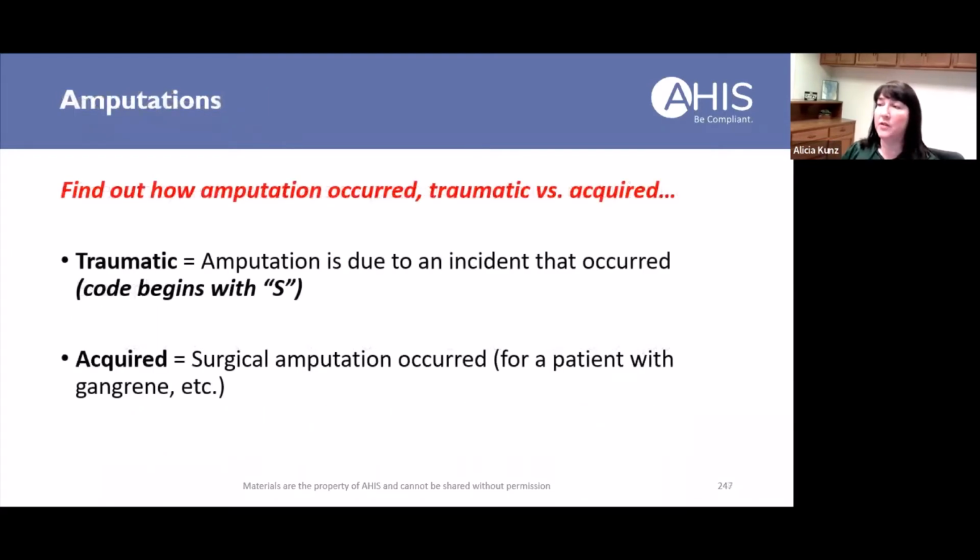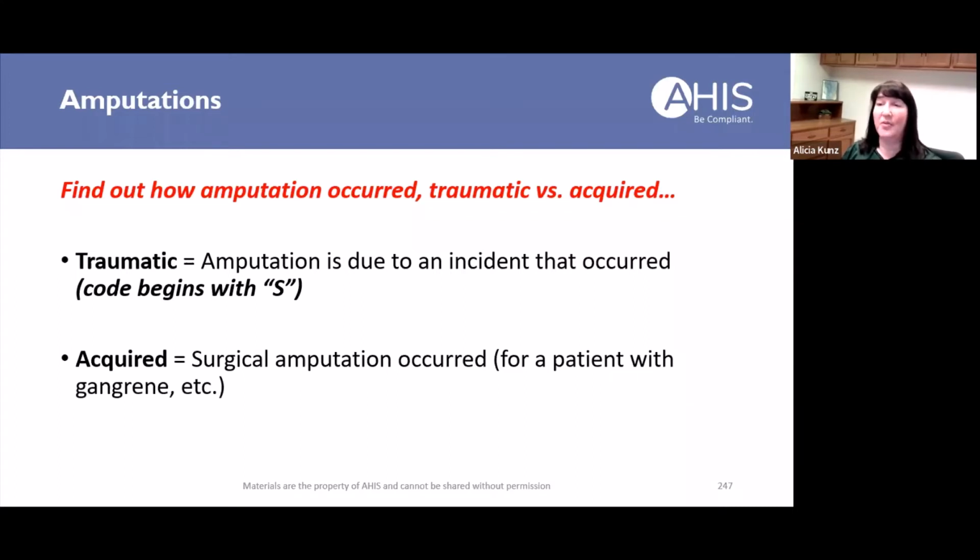Amputations. There are 2 different types of amputation codes. There's more than one way that it can occur. If somebody has an accident and in the course of that accident, an amputation occurs, that is a traumatic amputation. And those codes begin with S, meaning they're from this injury chapter. So you would look that up by the term amputation.